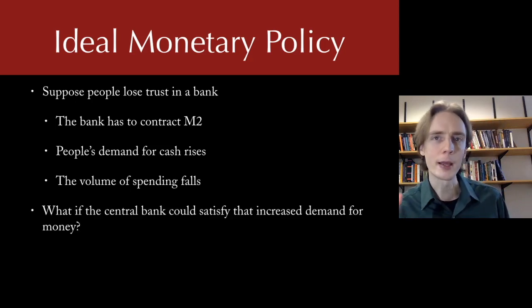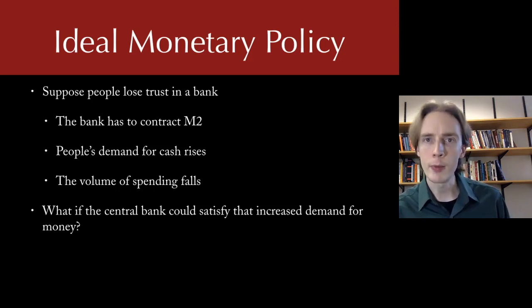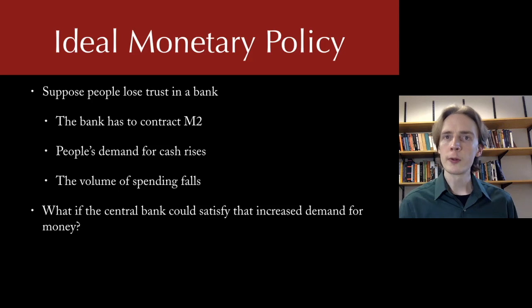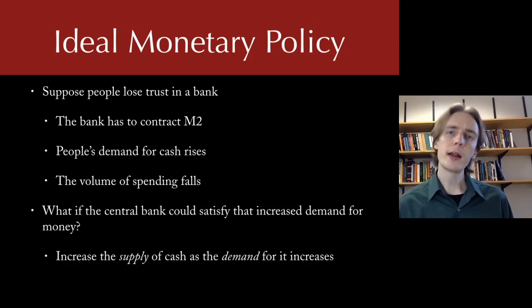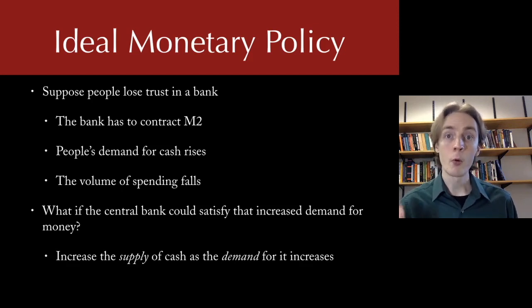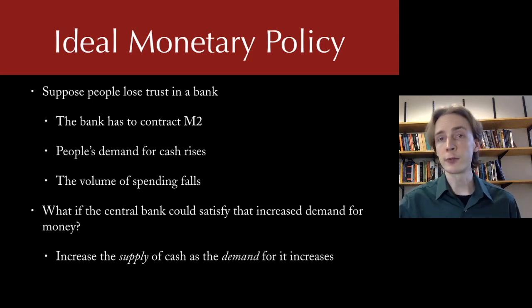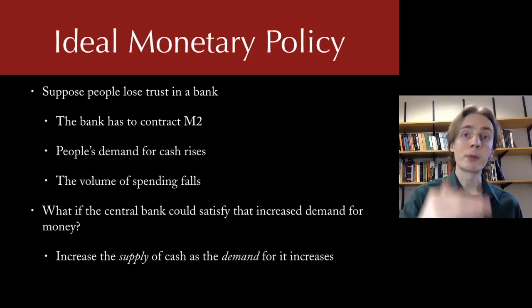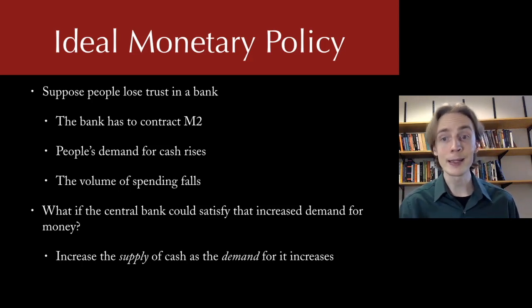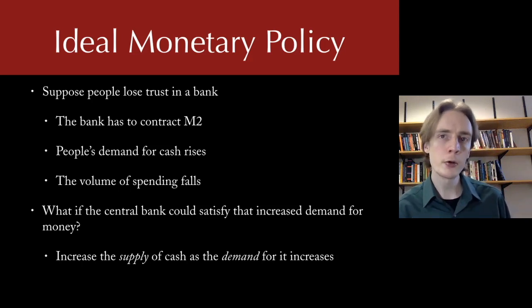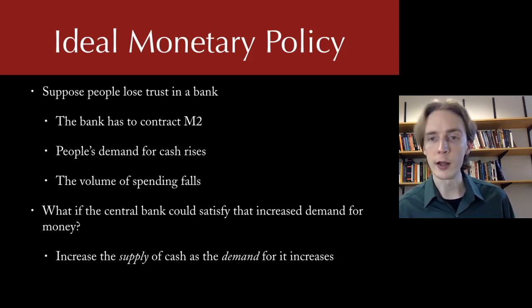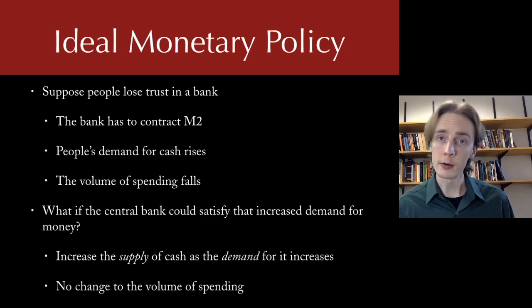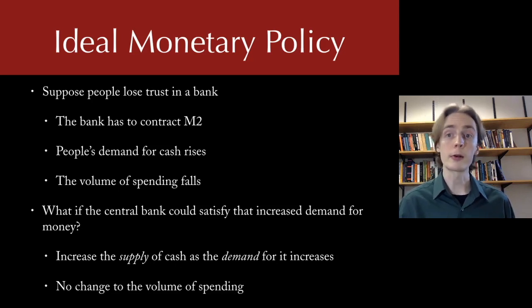But what if the central bank could satisfy that increased demand for money? So people wouldn't need to run on the bank. And then the bank wouldn't necessarily have to contract M2. And then we could avoid that fall in M2 entirely. So if the central bank is able to increase the supply of money, while the demand for it is increasing as well, if velocity is falling, then the money supply is going to be rising, and those are going to offset each other, ideally. If it can do that, and if it can do that in proportion to the fall in velocity, then the volume of spending doesn't have to change, and you've averted a recession.